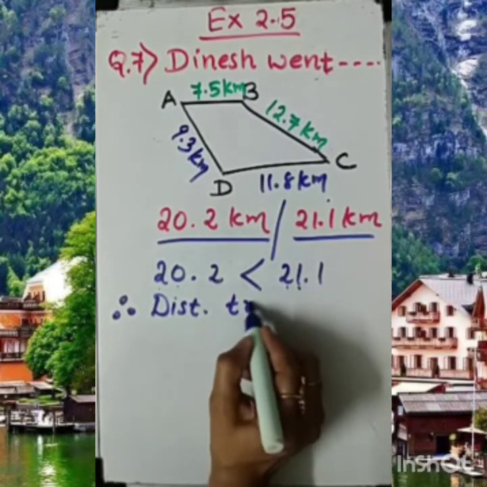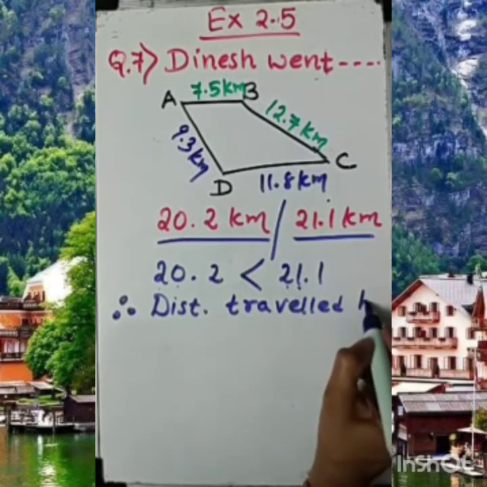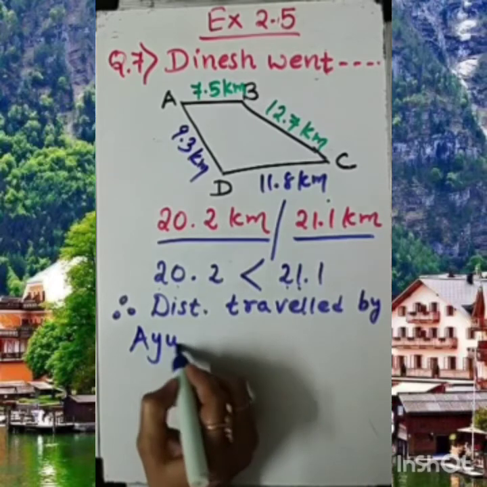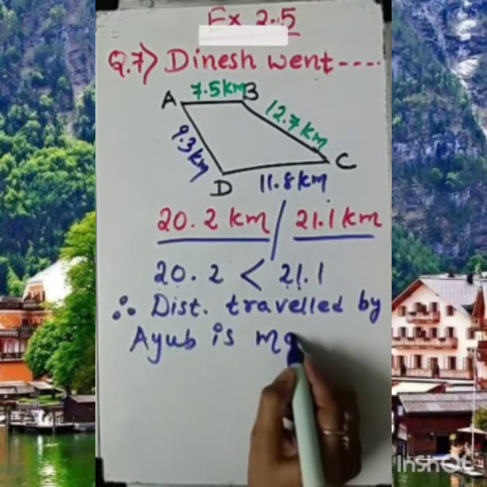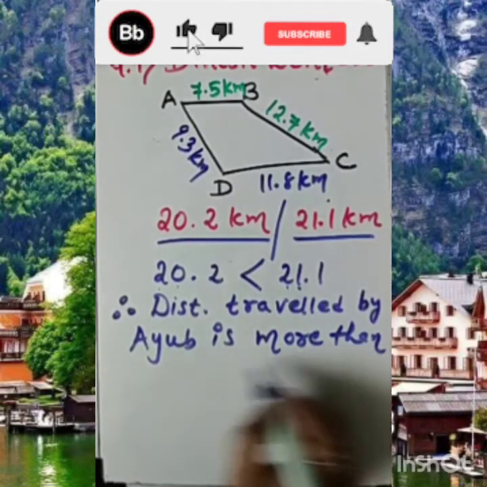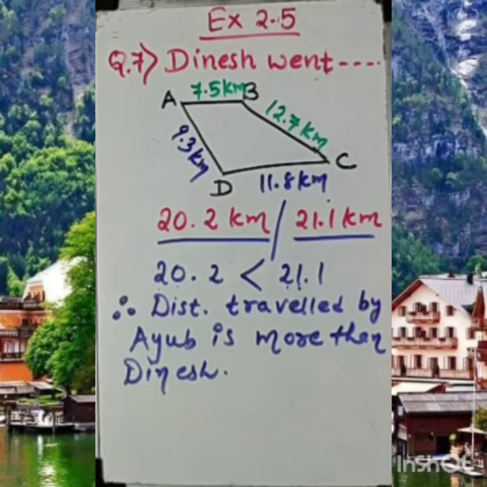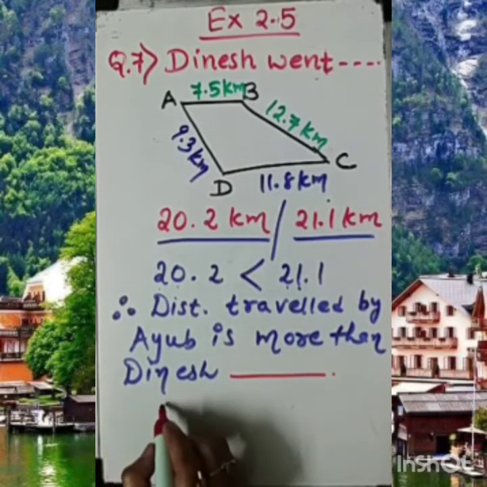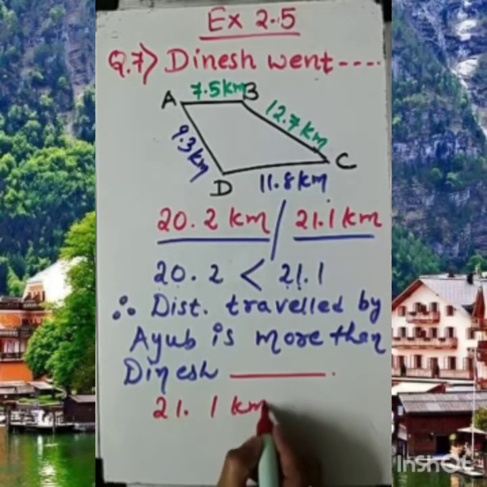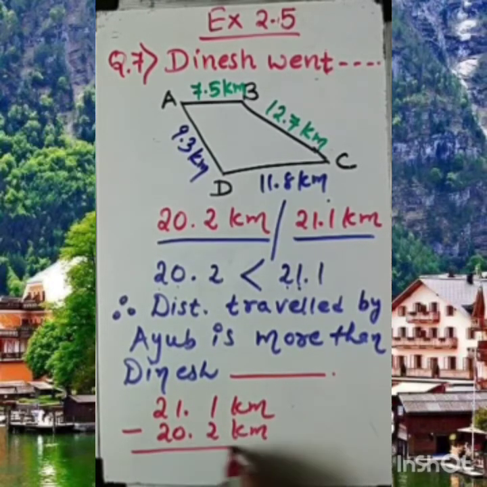Therefore, the distance traveled by Ayub is more than Dinesh. How much distance? We are asking how much, which means we also have to find the difference. So how much distance will we mention here? 21.1 kilometers minus 20.2 kilometers.